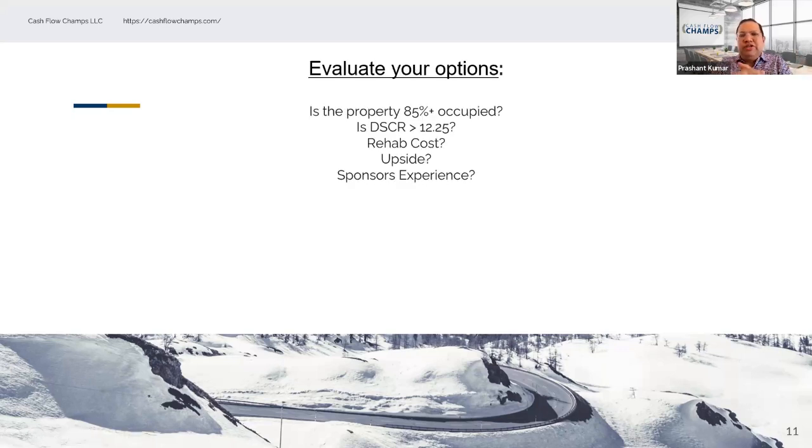Obviously, you want to look at properties which are 80 to 85% occupied or more, with DSCR greater than 1.25. It is not 12.25, it's 1.25. You want to see what the rehab cost is, what the upside is, and what the experience is. We typically ask you not to jump into a bigger project. Take one step at a time, because if you make mistakes, these mistakes could be very, very costly.